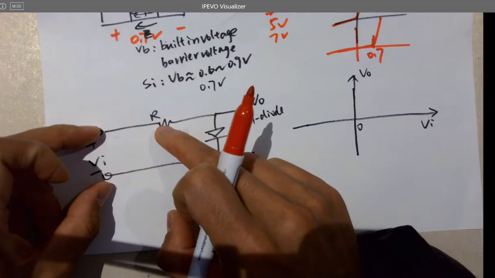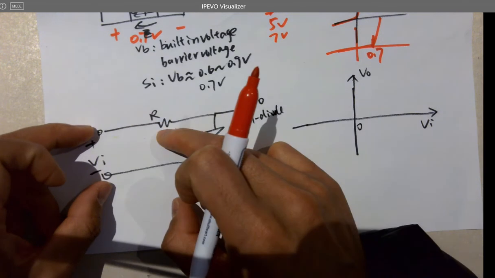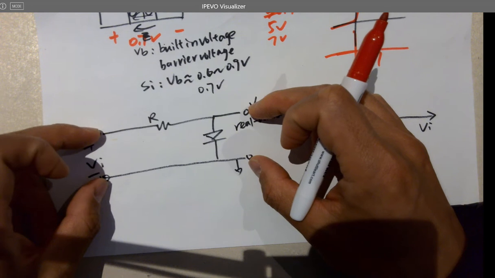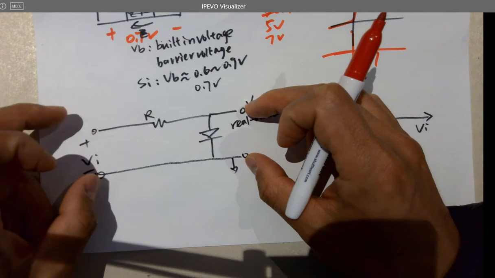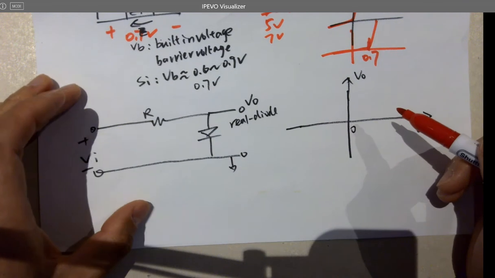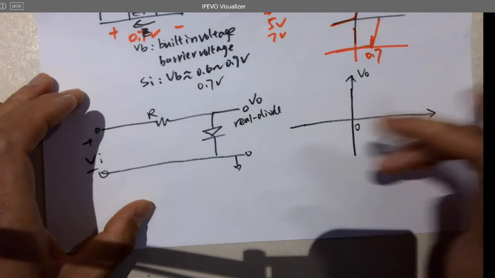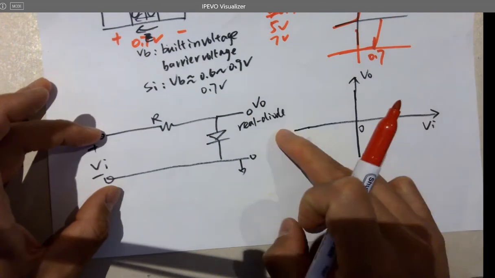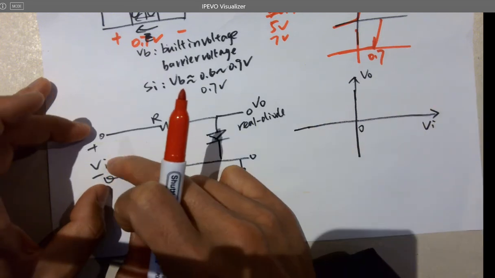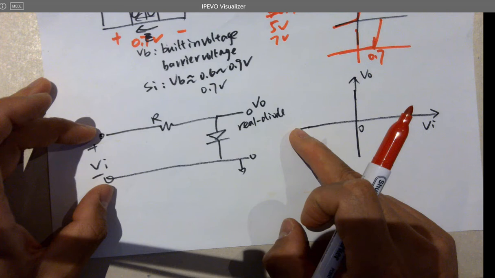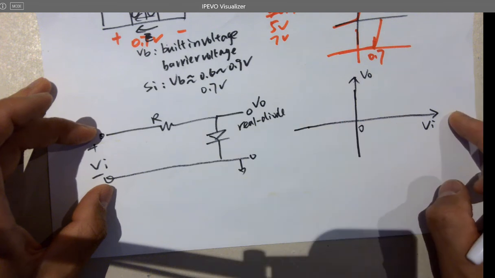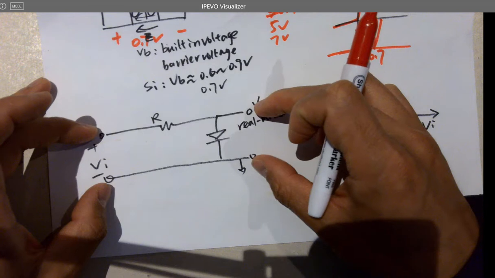You've got a resistor, but there's no current flow through it, so this resistor is not going to drop any voltage. So VI here, VI here. So what does that look like? No. VI is going to change linearly. Think about that. I'm providing a DC sweep to VI, so VI is changing from negative to positive, and VO will be the same as VI.